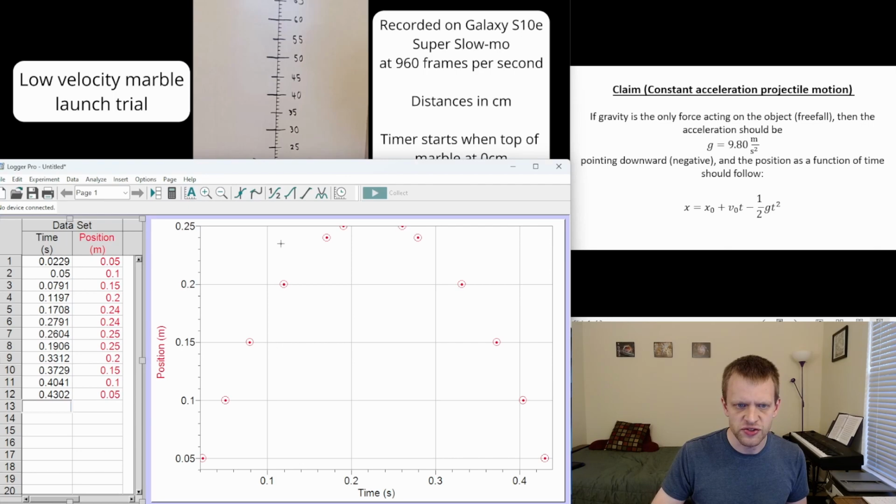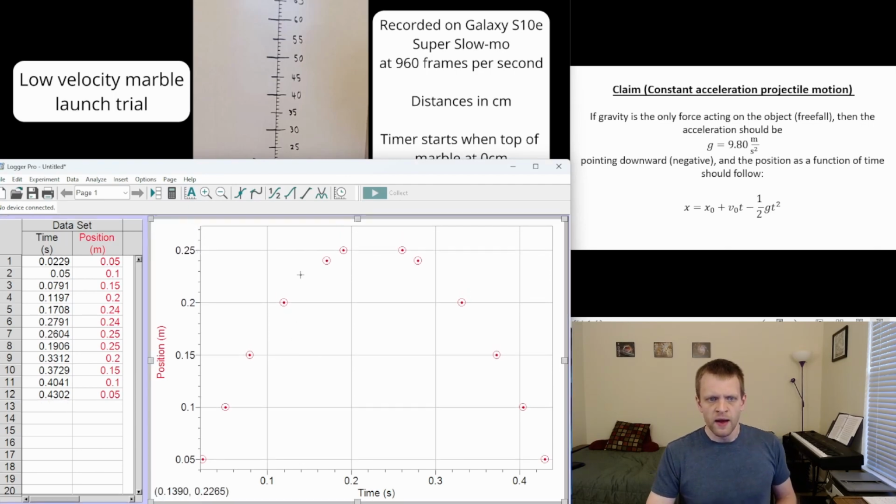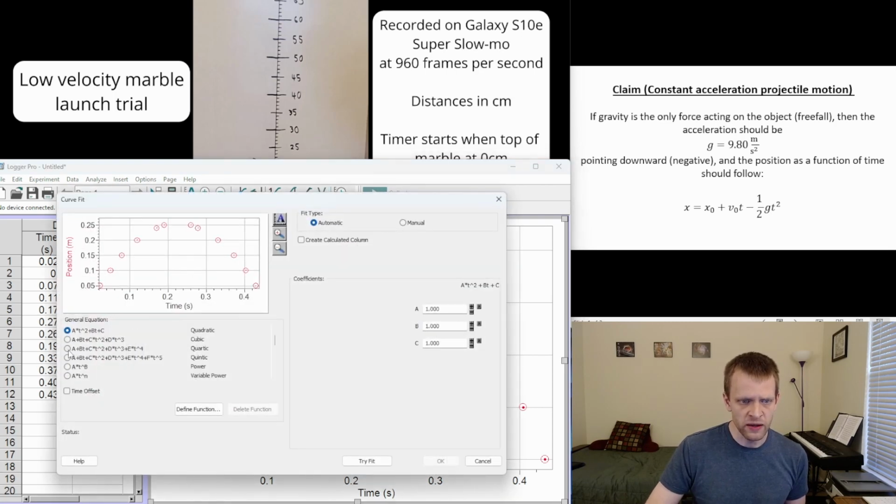Let's scale this so we get the full data set. Move that down just a little bit. So we've gathered this data. And again, I encourage people to try this on their own with their own data points on here. And I want to try to apply a quadratic fit to this.